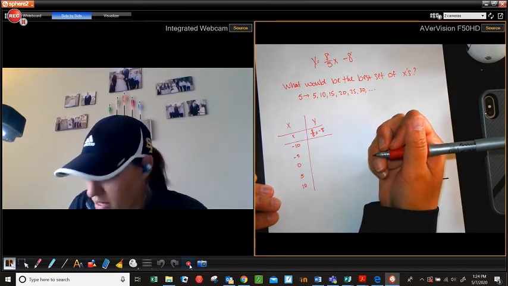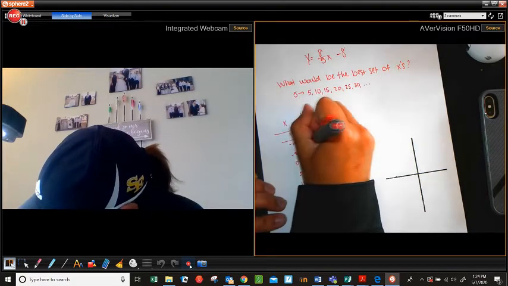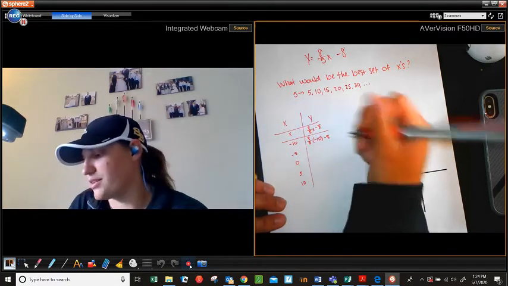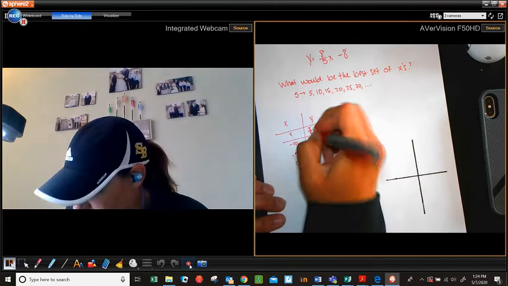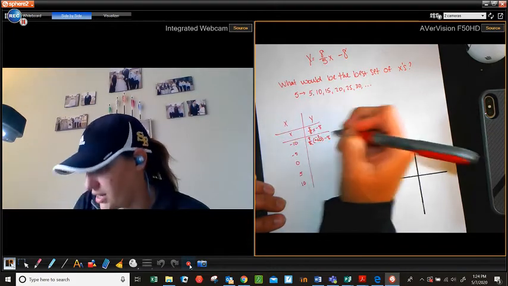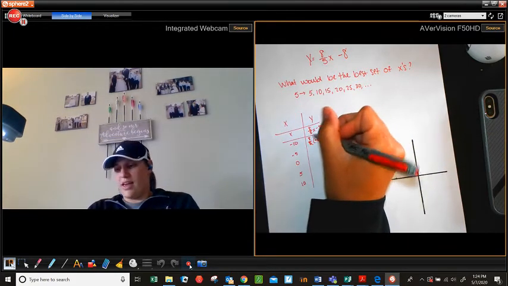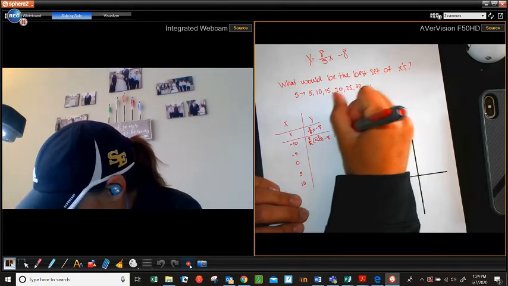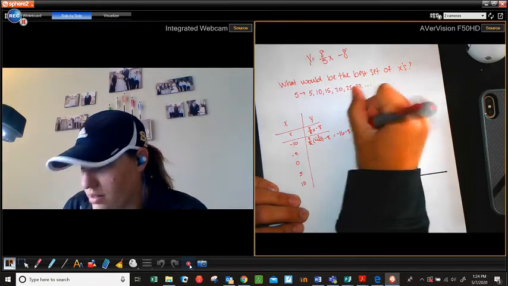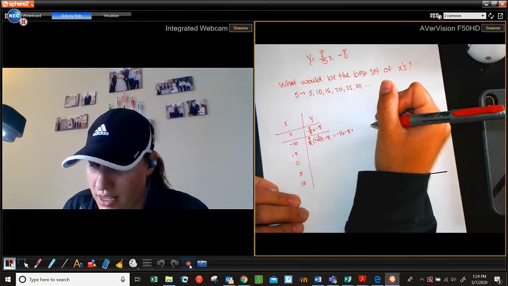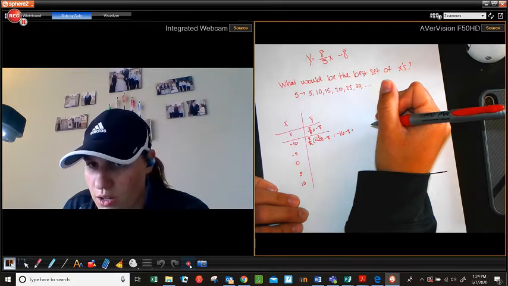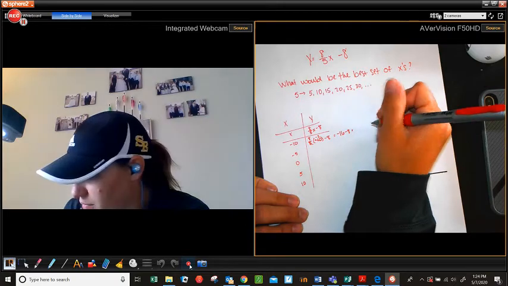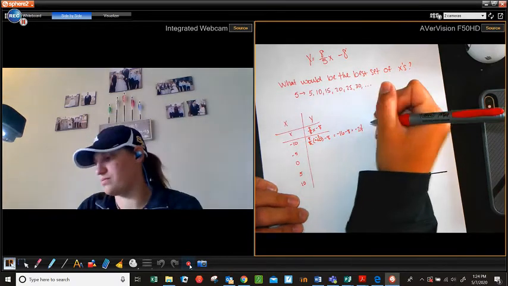All right, let's substitute in. See what happens. 8/5 times negative 10 minus 8. So 5 goes into 10 twice. We had a negative. 8 times negative 2, negative 16. So we have negative 16 minus 8. And negative 16 minus 8 is going to be negative 24.